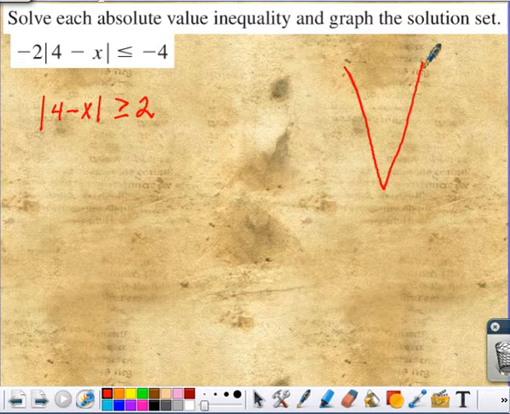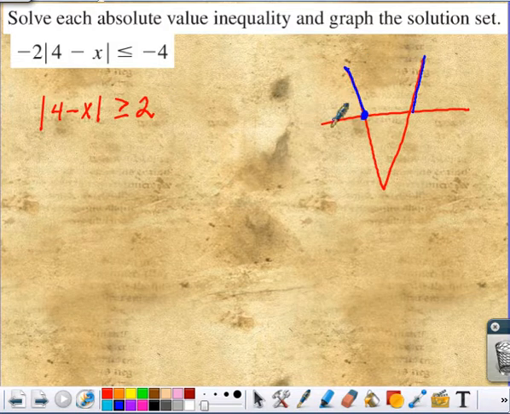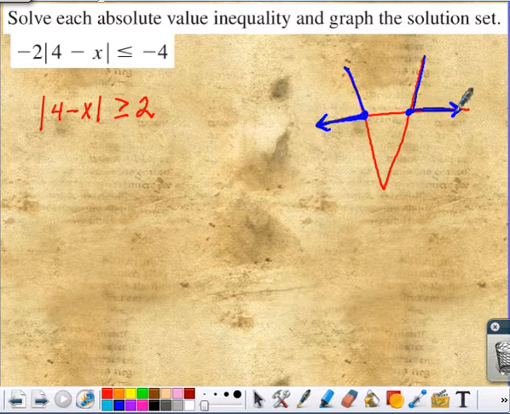Absolute value, 2. We're looking for where the absolute value is above the line. It's above the line here, and it's above the line here. Everywhere to the left of this point, everywhere to the right of this point. So my solution set is going to look like this. All these x values or all these x values.